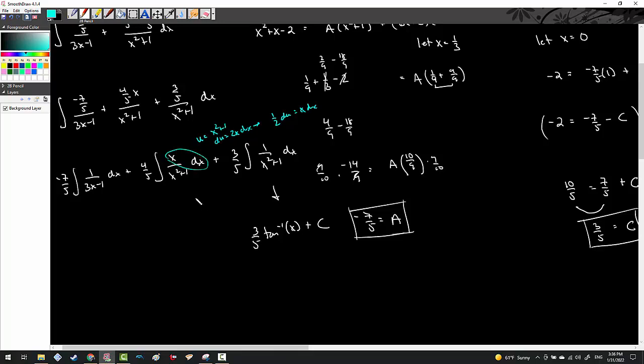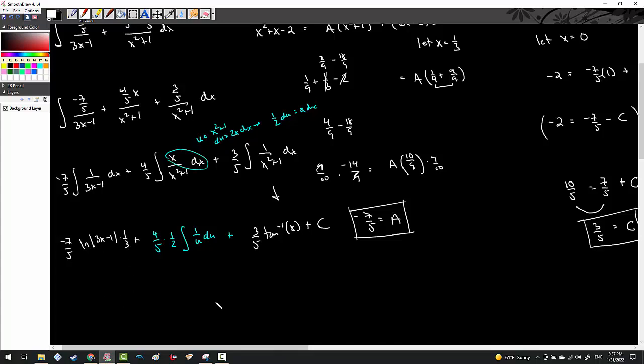So you have your linkage there. So now you have 4/5 times 1/2 times the integral of 1 over u du. And then technically, the left guy is also a U sub, but I'm going to chain rule him out into ln of absolute value of 3x minus 1 times 1/3 for the chain rule.